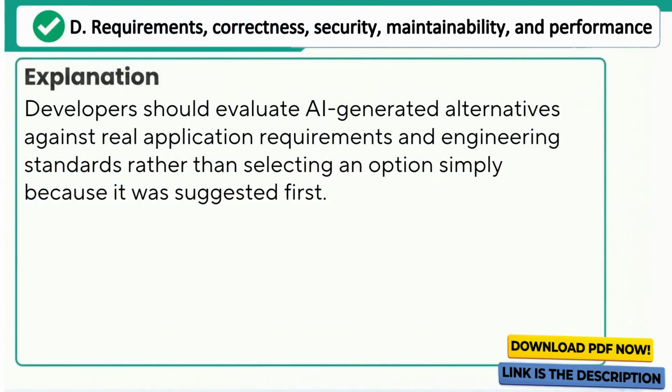Correct answer, D. Requirements, correctness, security, maintainability, and performance. Explanation. Developers should evaluate AI-generated alternatives against real application requirements and engineering standards, rather than selecting an option simply because it was suggested first.